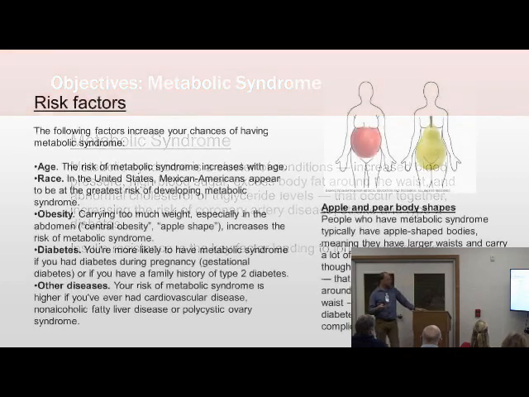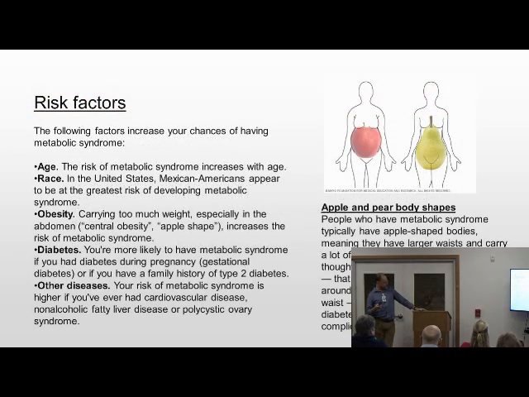And here are some factors that increase your risk of having metabolic syndrome. It increases with age. Certain races, Mexican Americans appear to be at the greatest risk. Obesity, and there's a graph over there. The one on the left is an apple shape. That's the more dangerous shape, as opposed to the pear shape, which isn't dangerous. So it's the abdominal girth, not the hips.